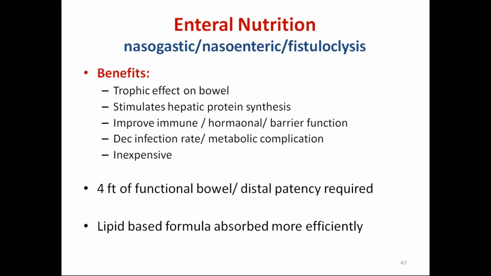Now enteral nutrition. Nasogastric, nasoenteric, and fistuloclysis are the types of enteral nutrition. The benefits of enteral nutrition include trophic effects on the bowel, stimulating hepatic protein synthesis, improving the immune and hormonal barrier functions, declining infective rate and metabolic complications, and it is inexpensive. There are requirements of a functional bowel, and distal patency is required. Lipid formula is absorbed more efficiently than the normal solid saline-based formula.